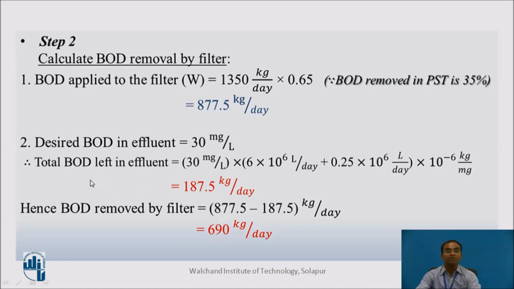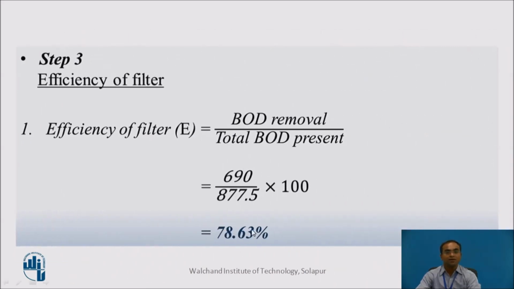So how much BOD will be removed by the filter? This is the influent BOD, and this is the effluent BOD which is coming out. Subtracting the effluent BOD from the influent BOD, we get the total BOD removed by the filter. So we can write 877.5 minus 187.5 in kg per day, which gives 690 kg per day. This amount of BOD will be removed by the filter. So let's see the third step.